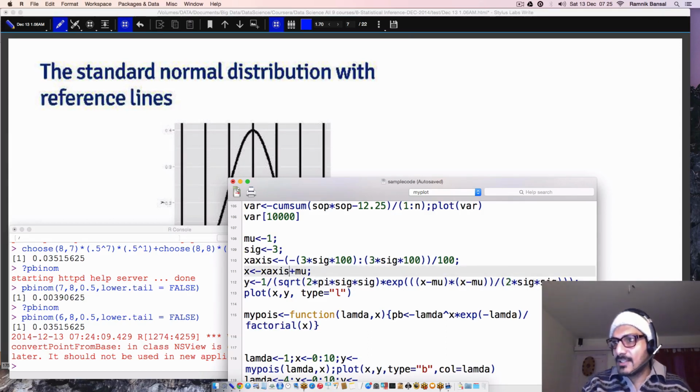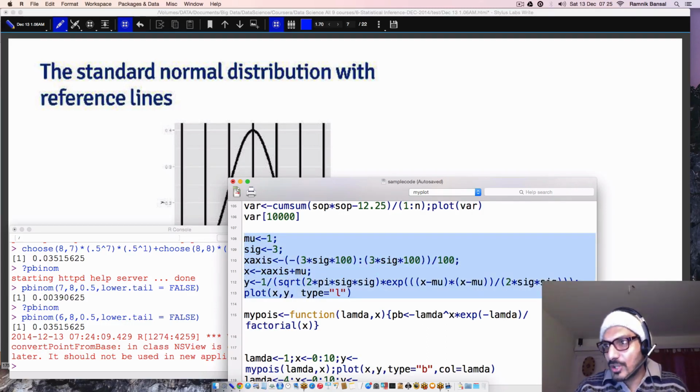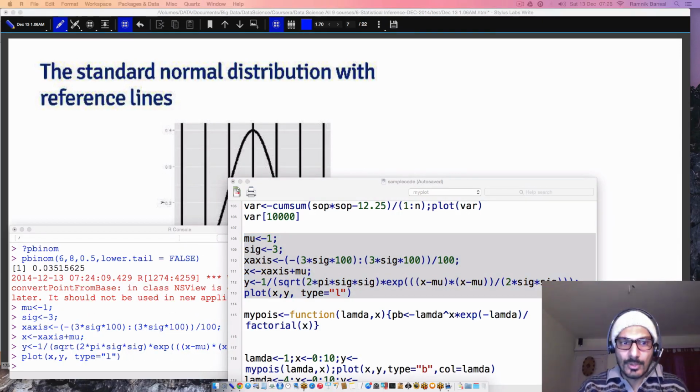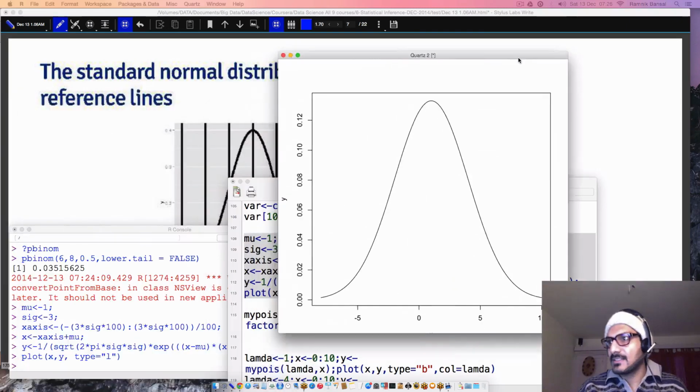So x-axis, in that I add mu, right? Because I want to keep it separated, I mean, I want to offset it. All right, and then I get my y. Y is using this big formula that we had written. All right, and then eventually I plot x and y. Let us see what happens. So I'm using all these lines of code, and I plot my graph. What do I get? I get this.